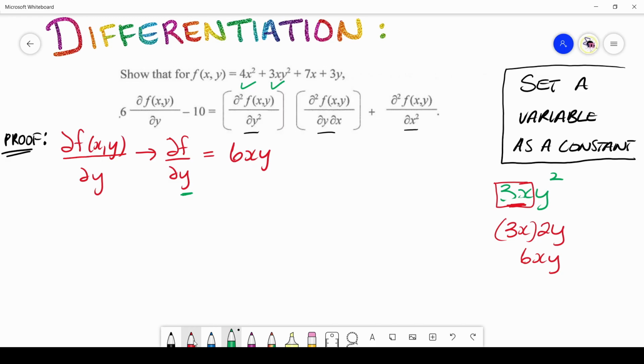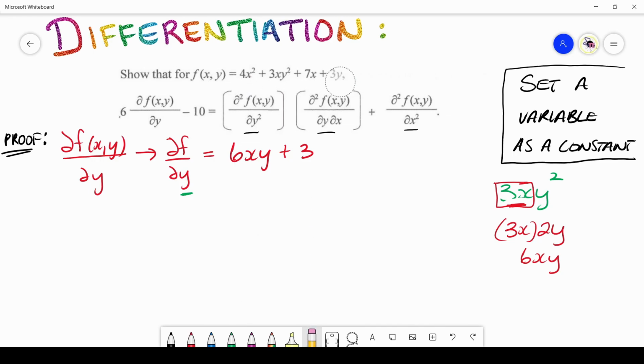Now we move on. So we have this third term here, that's 7x. Once again, x is a constant, so the derivative of that is just 0. And then finally, our last term, our fourth term, is 3y. If you're differentiating 3y with respect to y, that's just straightforward 3. And you're done. That's it. Nice and easy, right? So let's see what else we have to find.